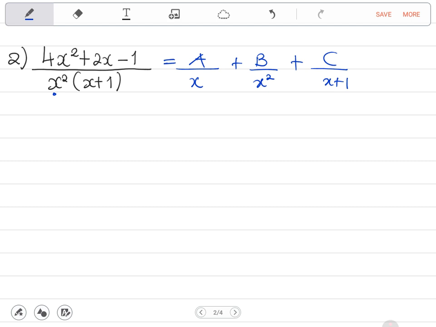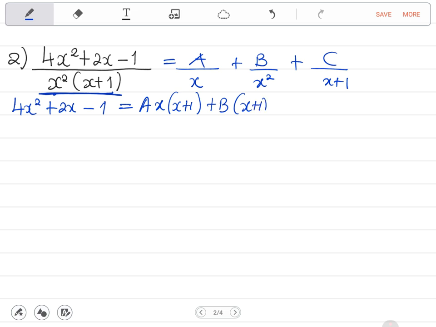Our common denominators are these both. So just get 4x squared plus 2x minus 1 equal to, divide this one into here. You remain with A(x plus 1). Then B, divide x squared into this denominator, it remains x plus 1. Divide this into here, you remain with x squared. That's all. Then 4x squared plus 2x minus 1, expand.